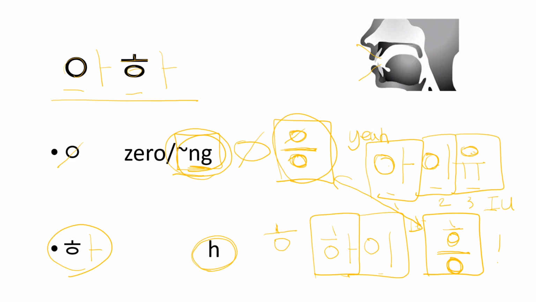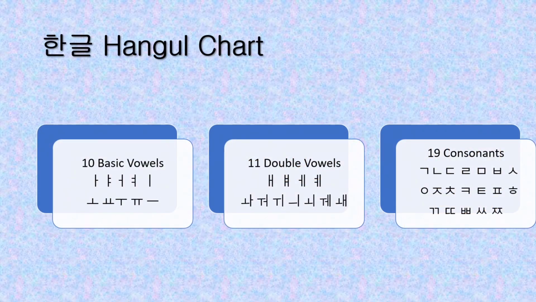Now let's review all the Hangul letters. The first 10 basic vowels. The vertical vowels first: a, ya, o, yo, e. Horizontal: o, yo, u, u. 11 double vowels: e, ye, wa, wo, we, we.